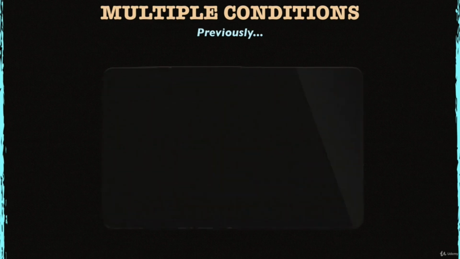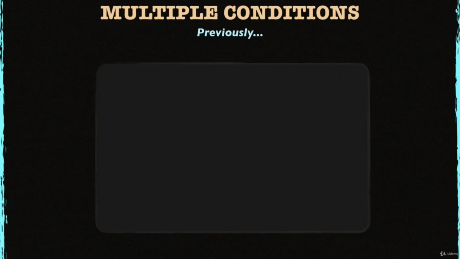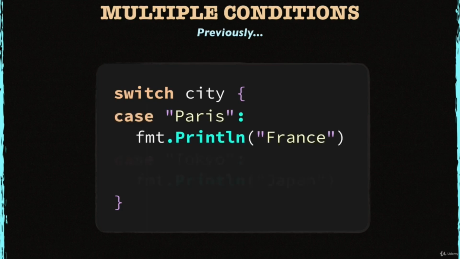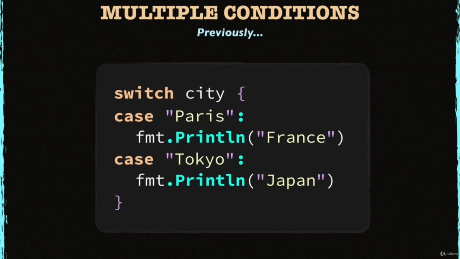Now let's say that you want to find the other cities of France as well. To do that, you don't have to add another case clause to this switch statement. You can do it by using the multiple case conditions.